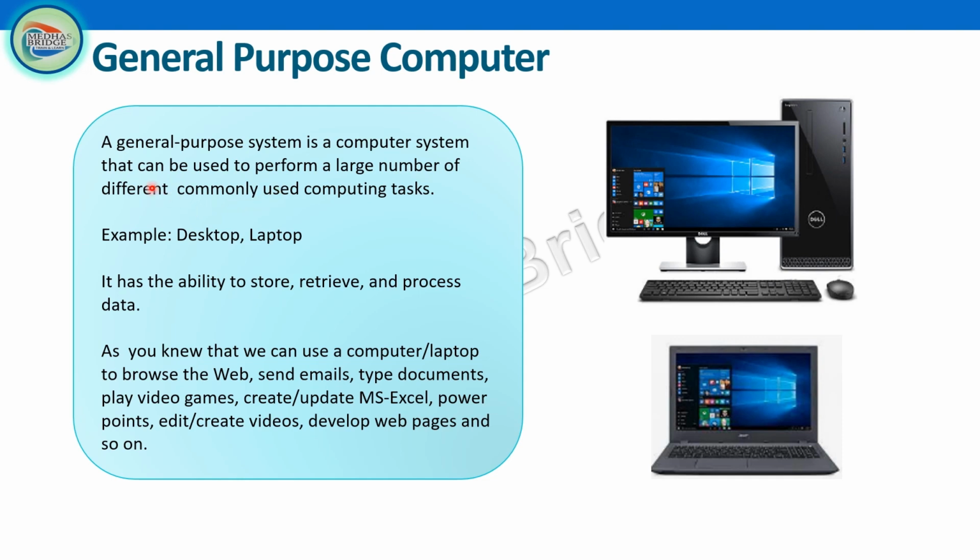Yes, a general purpose system is a computer system that can be used to perform a large number of different commonly used computing tasks. You are right. Make a bold statement: a large number of different commonly used computing tasks. That's the reason these personal computers are known as general purpose computers, and they have the ability to store, retrieve and process data.